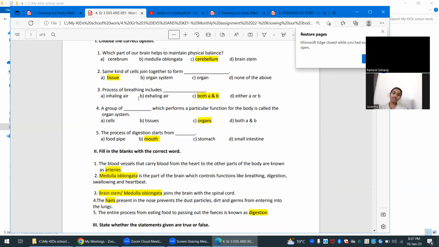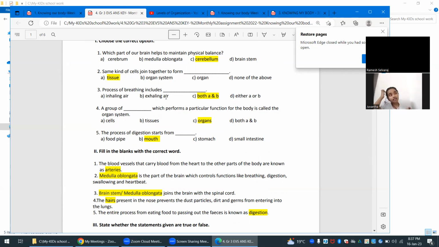Then, the process of breathing includes what? Both A, inhaling air, and B, exhaling air. Both A and B. Yeah, right. That's the right answer. But what do you mean by inhaling air and exhaling air?